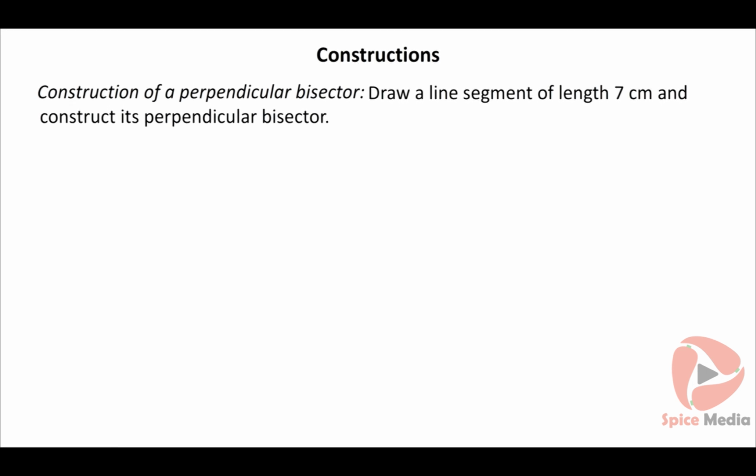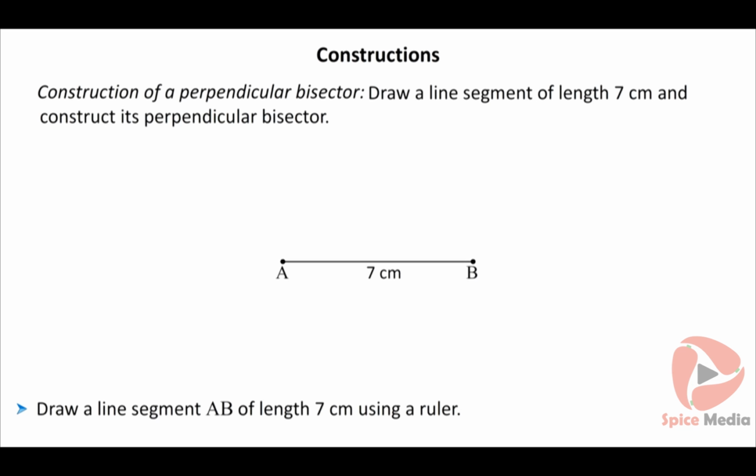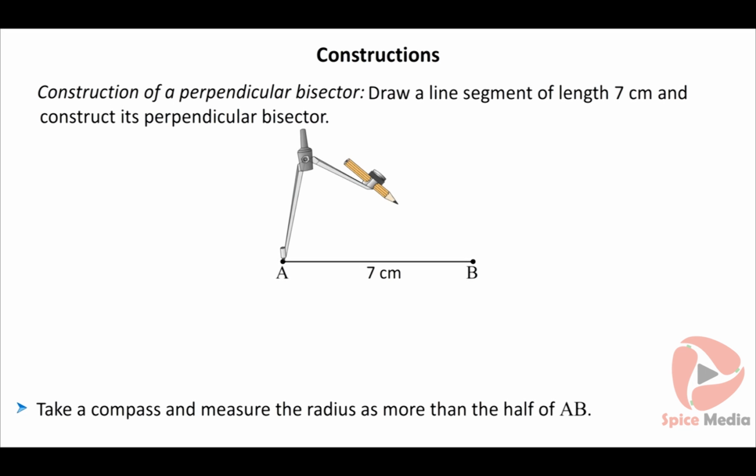Draw a line segment of length 7 cm and construct its perpendicular bisector. Here are the steps of construction. Draw a line segment AB of length 7 cm using a ruler. Take a compass and measure the radius as more than the half of AB.